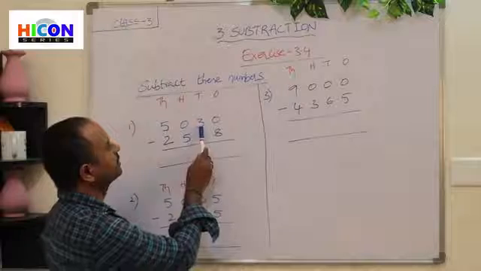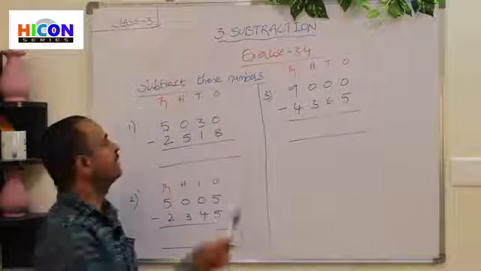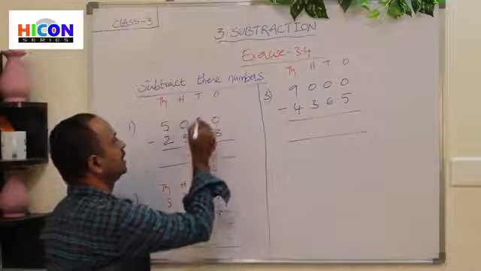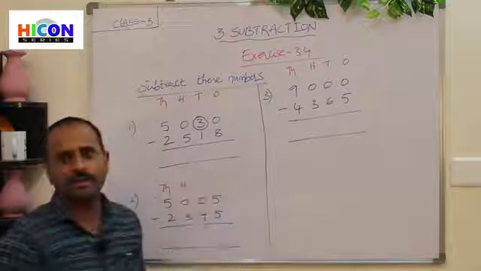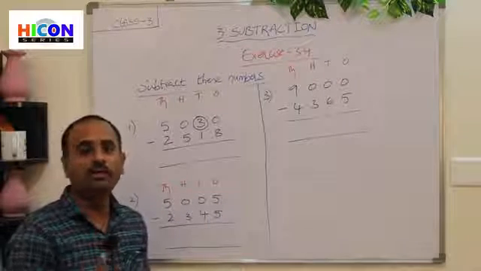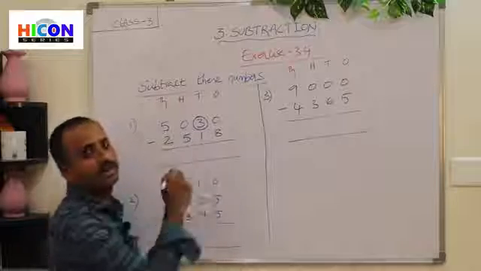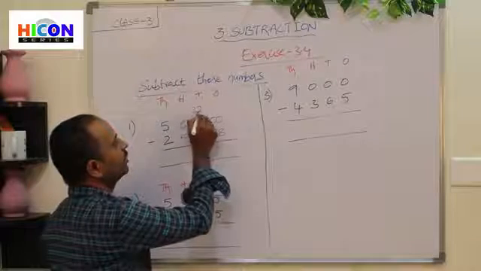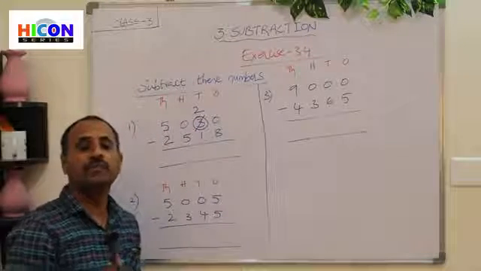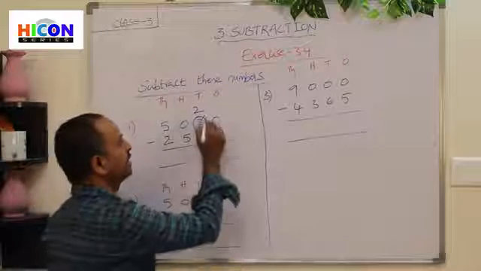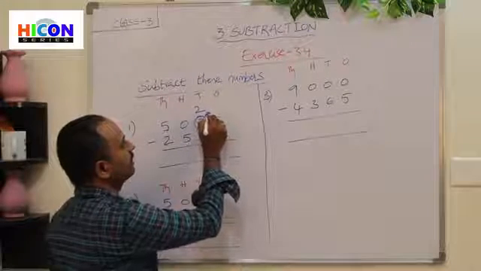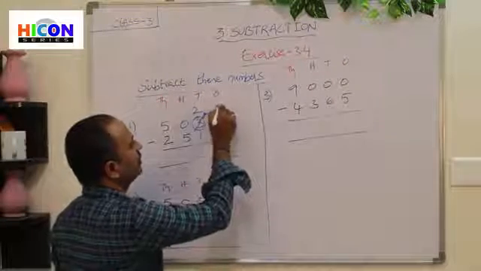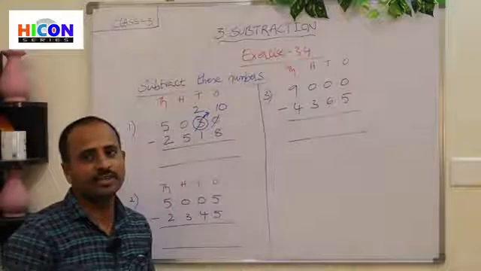So what is its previous place? Tens place. What is the digit present in tens place? 3. That means there are 3 tens present in the number. Now borrow 1 ten from 3 tens. If we borrow 1 ten, then how many tens will be there? There will be 2 tens. So write 2 here. And now carry that 1 ten to the ones place. If you carry the 1 ten to the ones place, then how many ones will it become? 10 ones. So write 10 here.